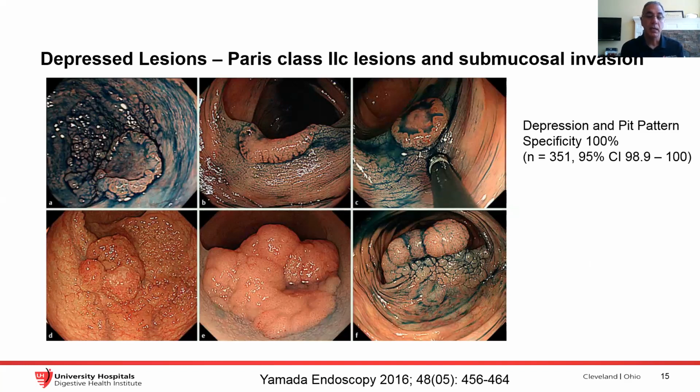And Yamada demonstrated here several cases of lesions that had depressed surfaces, topography, and the pit pattern is non-granular. So here, across the top here, in this area here in C, and then here's a nodule on top of a laterally spreading tumor, several nodules on top of a laterally spreading tumor, and here's several nodules on top of a laterally spreading tumor.